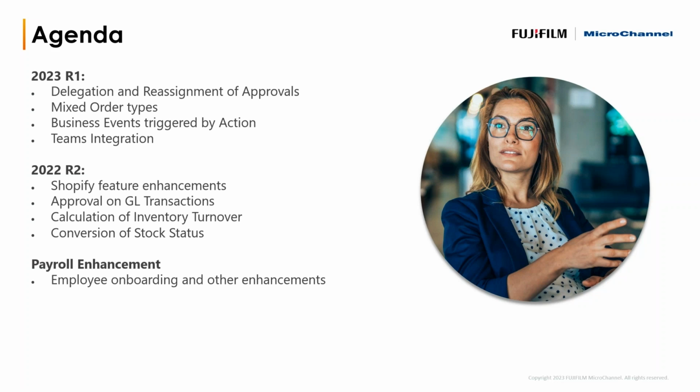All right, so I will be covering some of the 2023 releases, which include the delegation and reassignment of approvals. These can be applied to general approvals as well as expense claims. I'll go through some of the mixed order types, which allows us to do a sale and a return in the same document, eliminating unnecessary documents and steps, which is great and helpful.